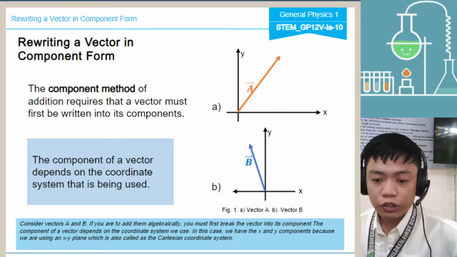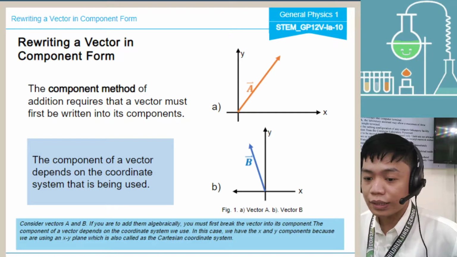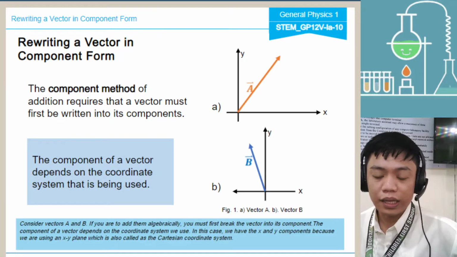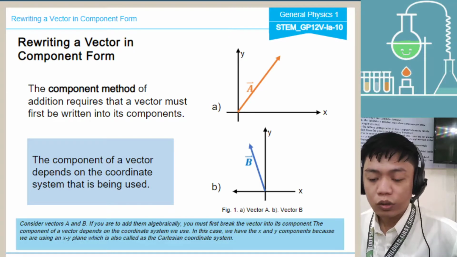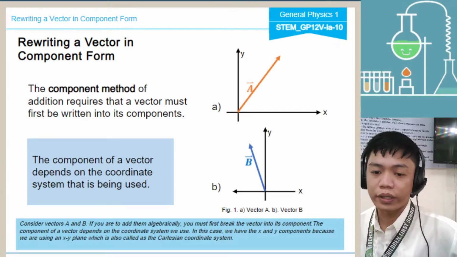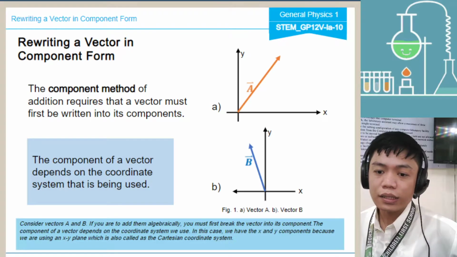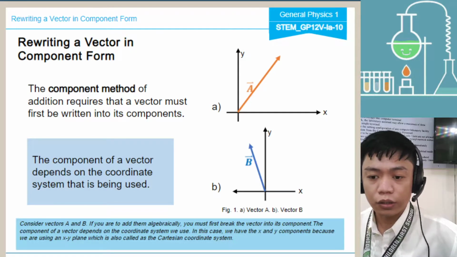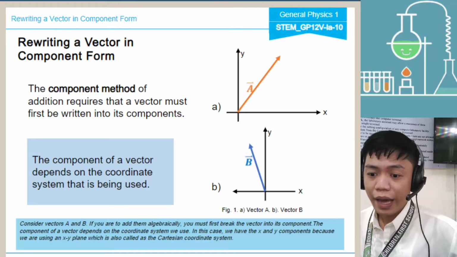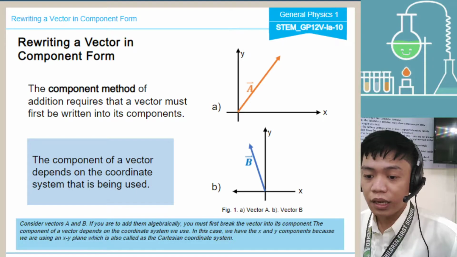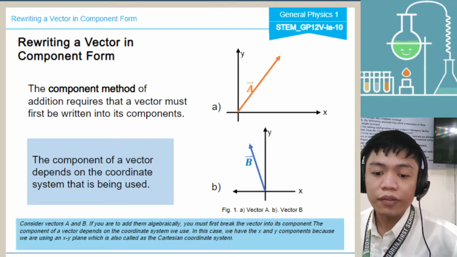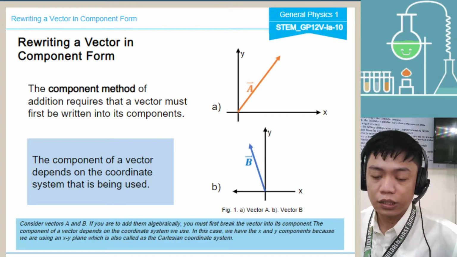The component of the vector depends on the coordinate system we use. In this case, we have the x and y components because we are using an x and y plane, which is also called the Cartesian coordinate system. So what is the component method? The component method of addition requires that a vector must first be written into its components. We have vector A and vector B as illustrated in Figure 1.